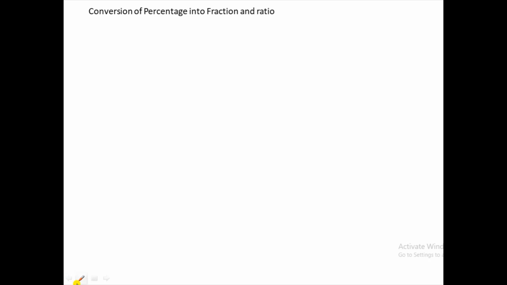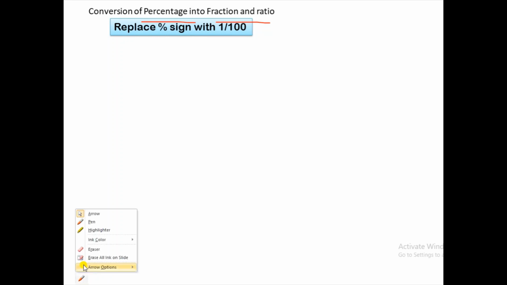Second one, one more application, is the conversion of percentage into fraction. So it is just vice versa. We have seen conversion of fraction and ratio into percentage. Now we will see how to convert percentages into fraction and ratio. Here is the technique: replace the percentage sign with 1 by 100. That means we will have to remove the percentage sign and write multiplied by 1 by 100, or simply, whatever percentage number we have been given, we divide it by 100. Let's see an example, we will understand easily.